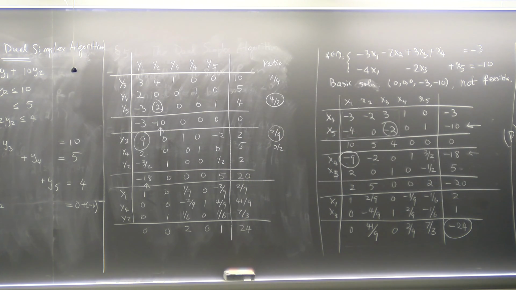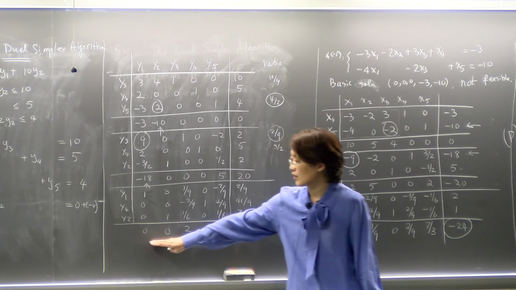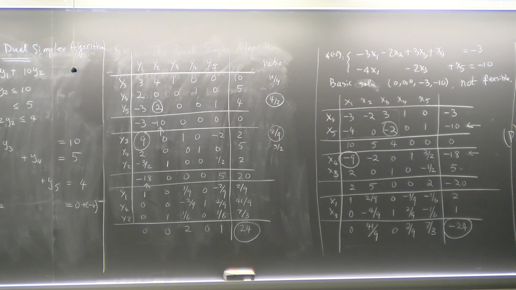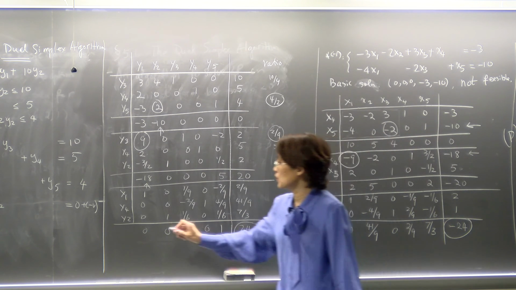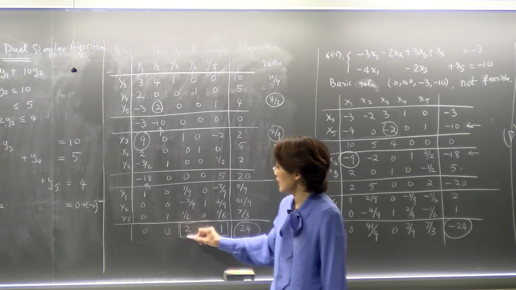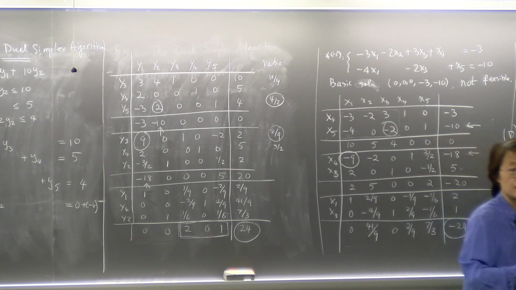Now I see that all of these are non-negative, so this is the optimal value for the dual problem. And by the duality theorem, that should give you also the optimal value of the original one. You see they match. Also, from the tableau of the dual problem, you will know that the optimal solution for the original problem is hidden right here as the coefficients in front of the slack variables, which is what we found here, 2, 0, 1.